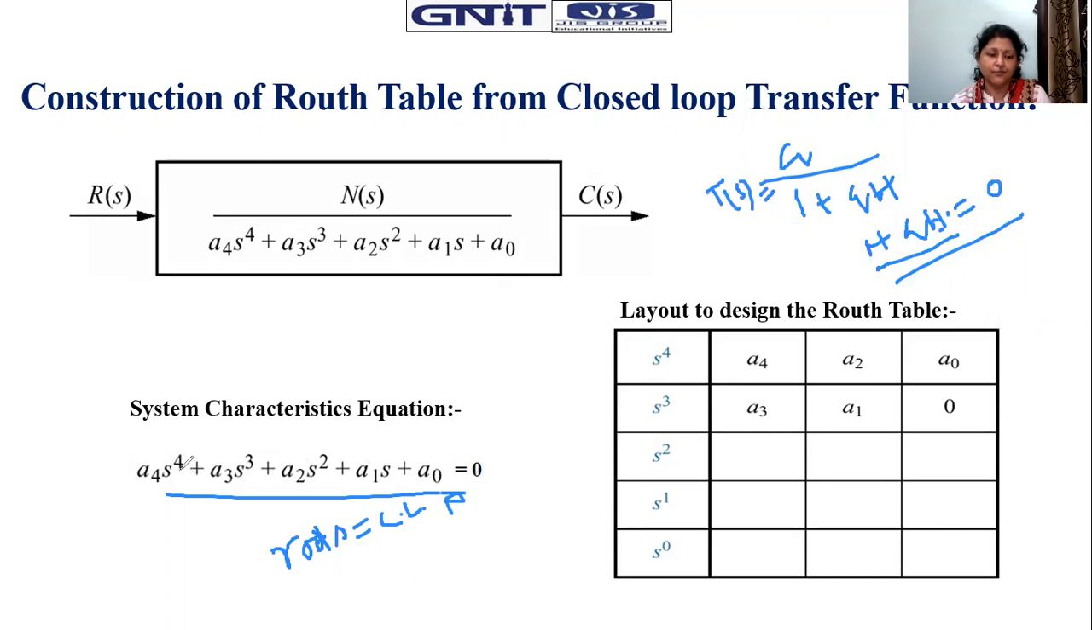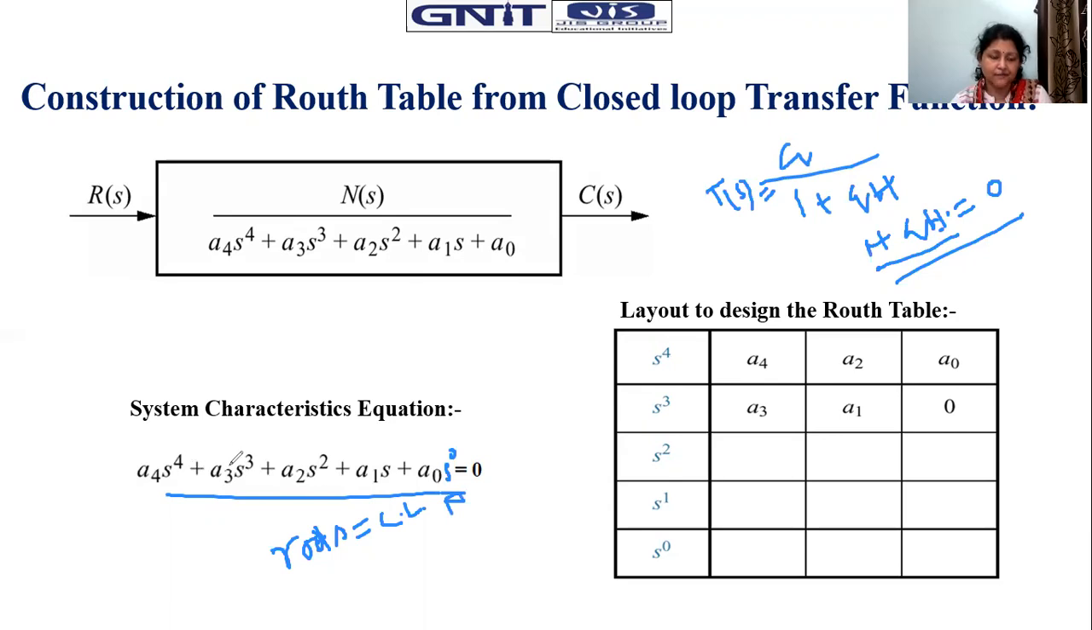Okay. Now, how to construct the Routh table? First of all, you have to write the indices of s. So the s column starts with s to the power 4 and ends with s to the power 0. So we write here s to the power 4, s cube, s square, s to the power 1, and then s to the power 0.